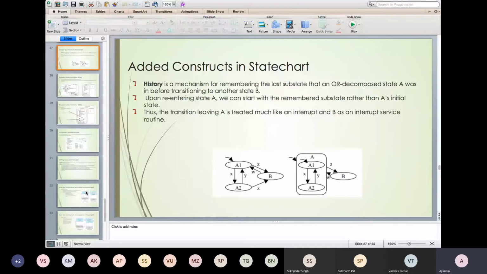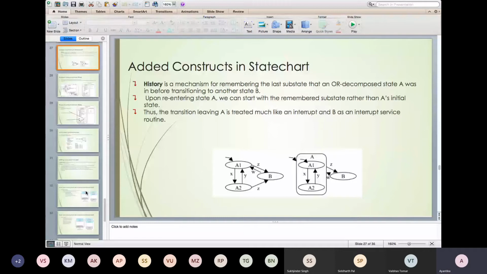And according to that, it may happen that when the condition W is satisfied and you are going back again to state A, you actually go to state A1 if that is stored in your history, rather than entering state A through the default state. So that is the advantage of the history construct.